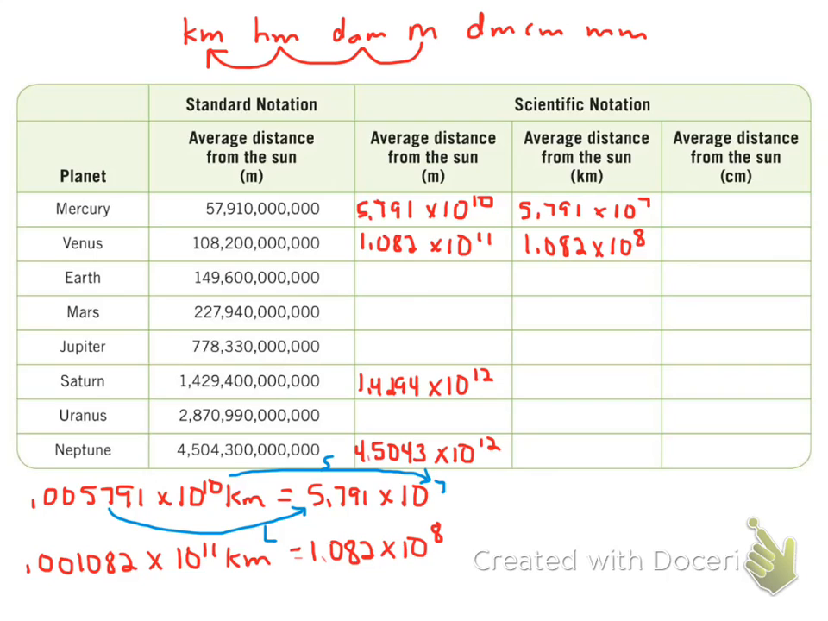So if we skip down to Saturn, can you go directly to the answer? What do you think it would be? To the 9th power, yep, 1.4294 times 10 to the 9th power. The last one, Neptune, would also be to the 9th power.